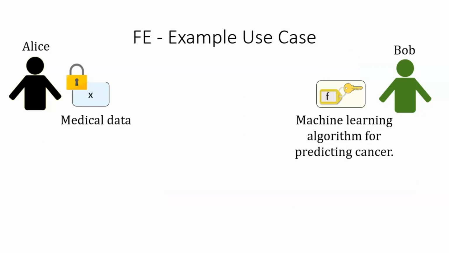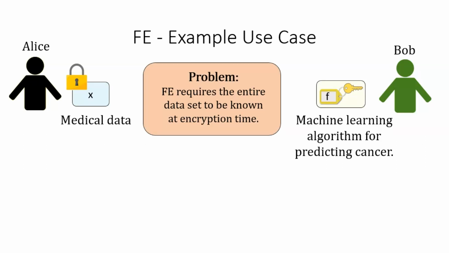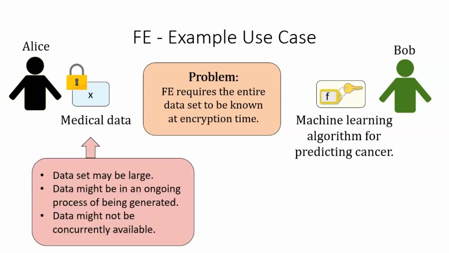One thing though is that if the data set is extremely large, then there might be problems. The key problem really is that functional encryption requires that the entire data set is known at encryption time. So in particular, on Alice's end, suppose her data is extremely large. Maybe she represents multiple hospitals. Then in order to encrypt her data, she would have to compute on all the data of all the hospitals at once. And she might not have the computational resources to do that.